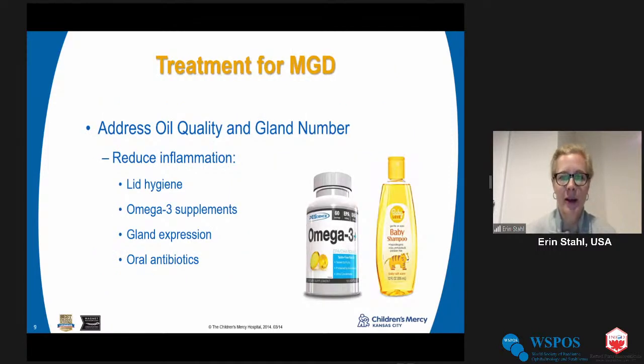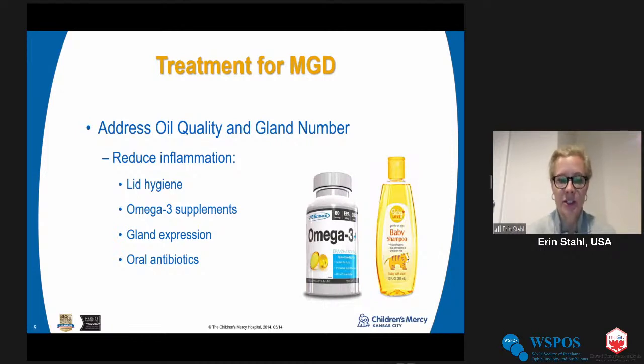Going back to our bread and butter, treatment for meibomian gland disease is very similar to our treatment for BKC. To address the oil quality and gland number, we're going to focus on reducing inflammation. And steroids aside, going back to the basics, we talked about lid hygiene. I do recommend omega-3 supplements in kids. I think they're low risk, and in the adult literature they have some support.